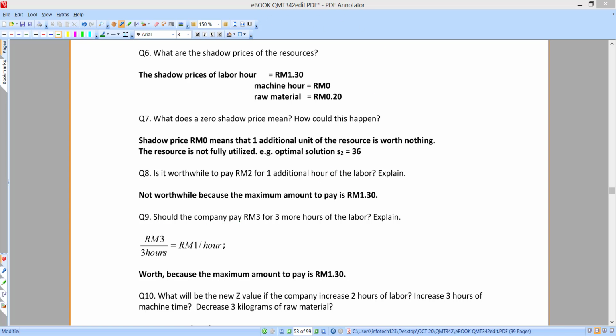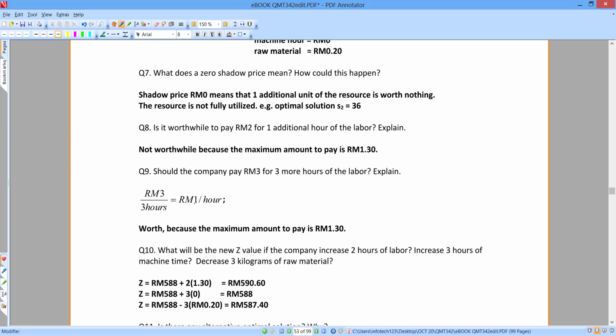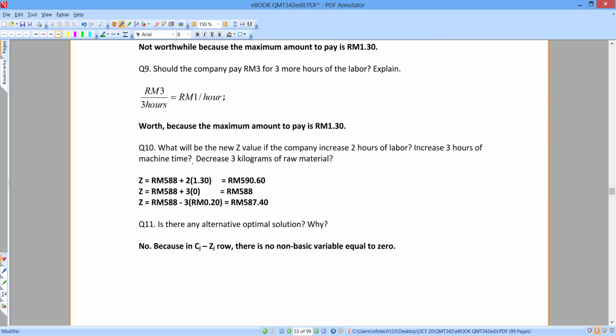Should the company pay RM3 for 3 more hours of labor? So we need to know 1 hour punya cost lah. Okay, so you know here 1 ringgit for 1 hour. So the answer is both, because the maximum amount to pay is 1 ringgit 30 cent. What will be the new Z value if the company increase 2 hours of labor, increase 3 hours of machine time, decrease 3 kilogram of raw material?